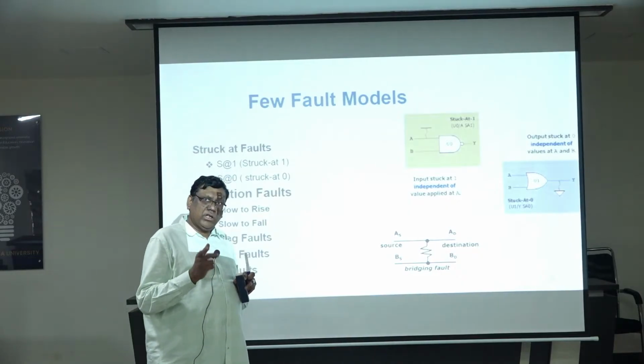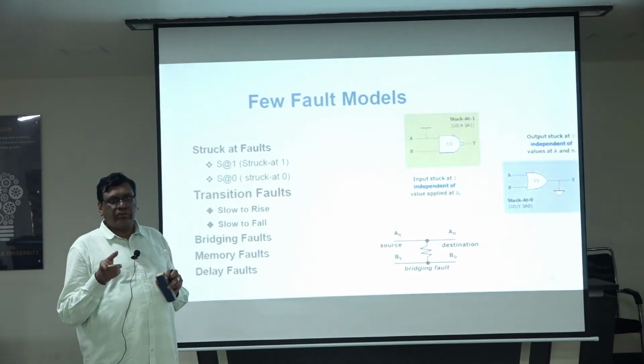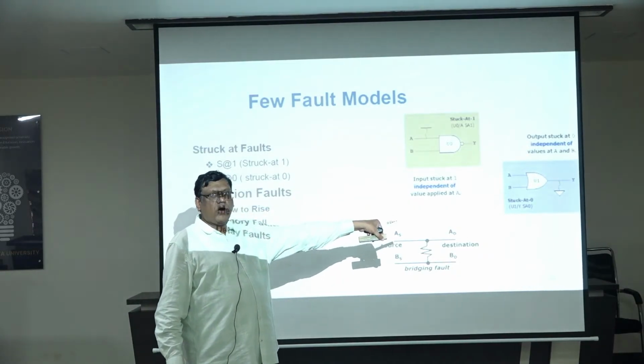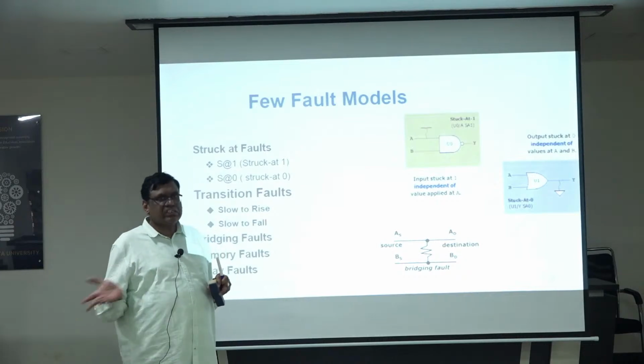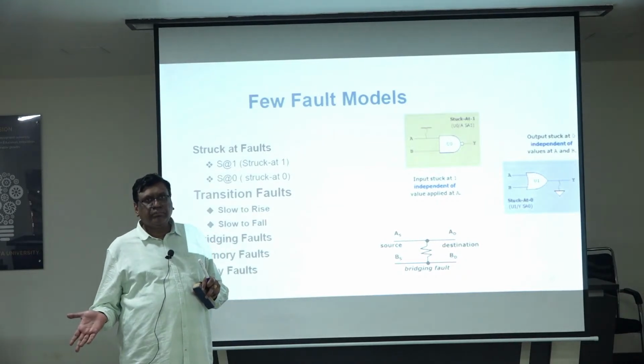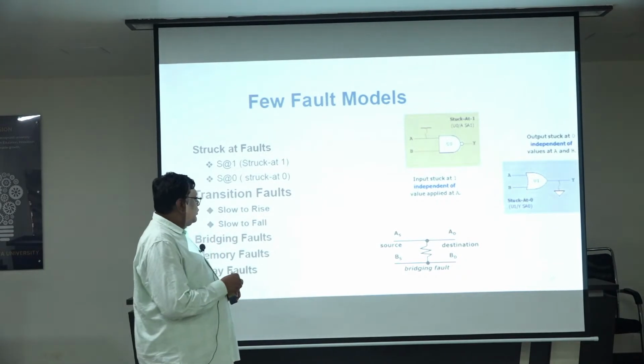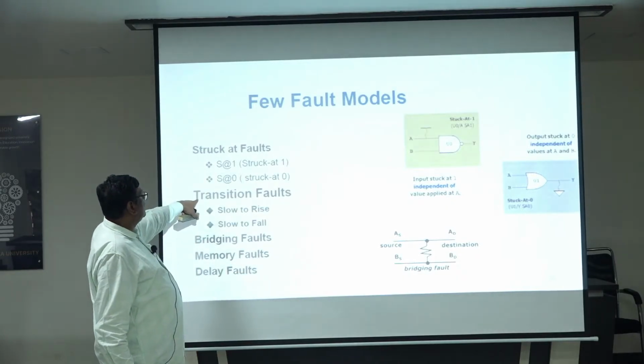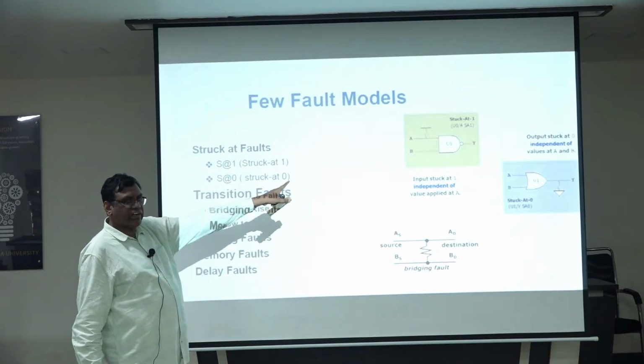In the stuck-at model, two types are there: stuck at 1 and stuck at 0. Another one may be a grounded OR gate input. It is always grounded, and no other logic will come on that. So another different type will be there. Those two are stuck-at faults.